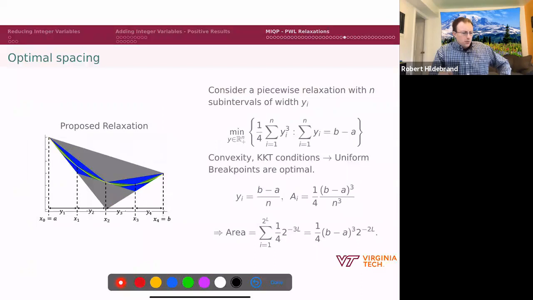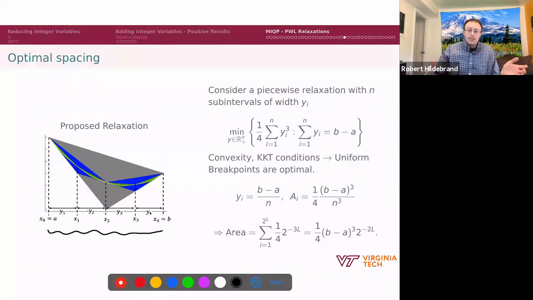And so what you can argue about our approximation is that because the breakpoints are uniformly spaced in the approximation, given this area computation, it actually optimizes or minimizes the amount of area that you need to cover the thing. Okay. So this is somehow an optimal formulation in that sense.